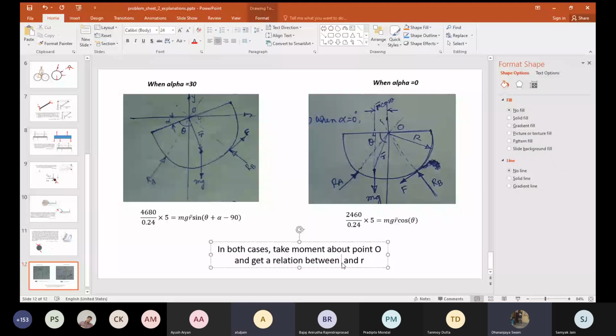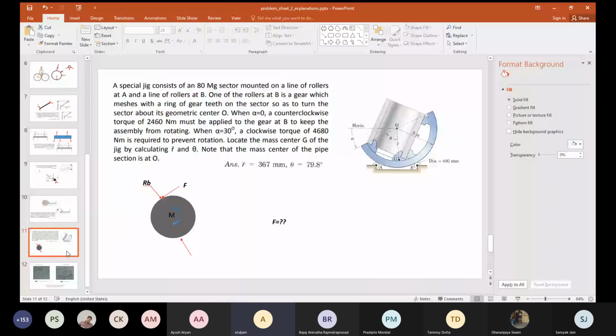Why is there no tangential force at A? There is no tangential force because the gear is only at B. There is no gear at A. This is a smooth contact. Only the gear is causing the entire structure to move. There is no F_A tangential force; it is actually like a roller.